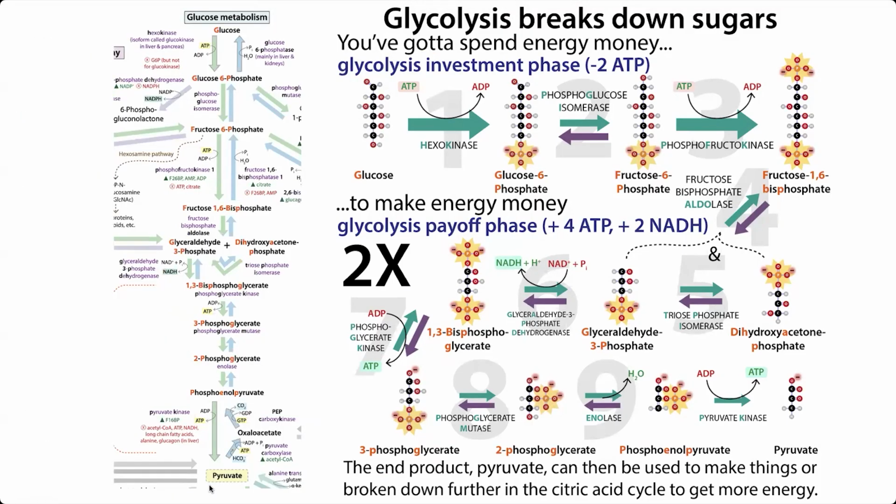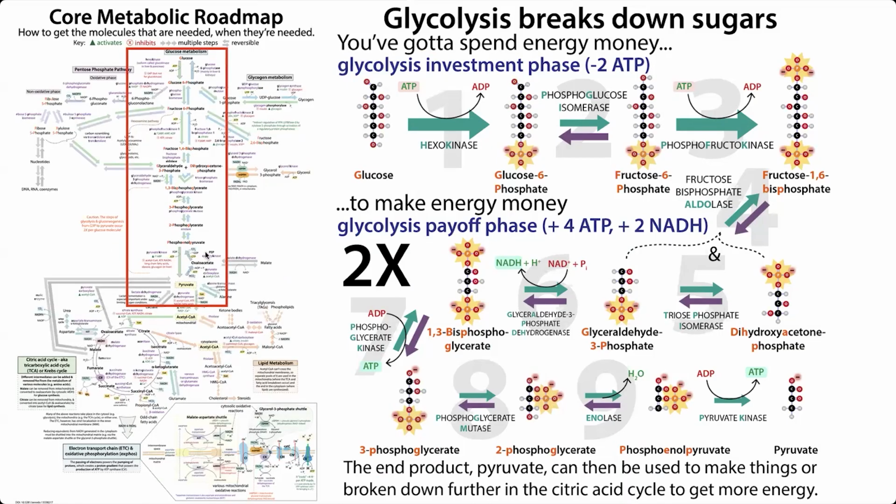This pyruvate can then, in the presence of oxygen, be taken through oxidative decarboxylation to give you acetyl-CoA, which can then go through the citric acid cycle, get oxidized further. All the electrons that you're generating from those oxidation reactions that you're passing off to electron carriers, those electron carriers can go and take those electrons through the electron transport chain to give you ATP.